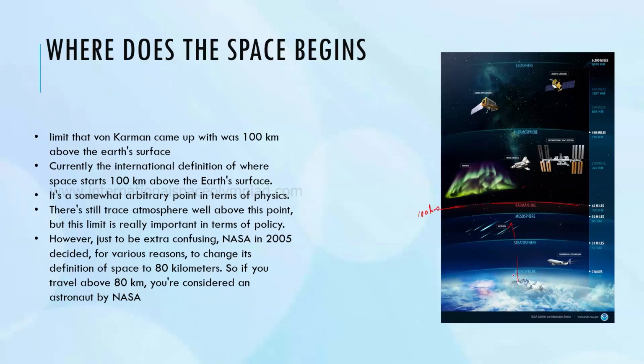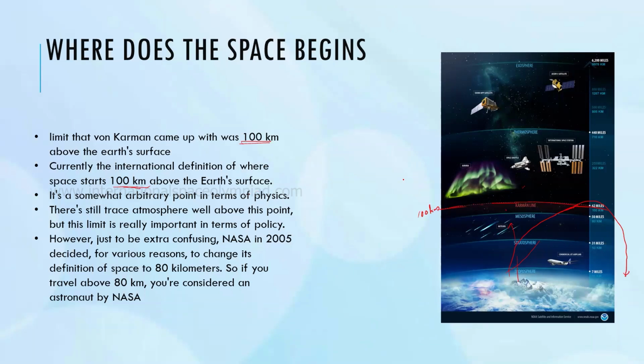But again, we are not going straight up like this. We will go in a rocket like this, and we will achieve this orbit. Maybe we may orbit, or we will go up and come back and land somewhere. That is how space travel is happening. It may orbit as well. So this is the international definition of where space starts: 100 kilometers above Earth's surface.